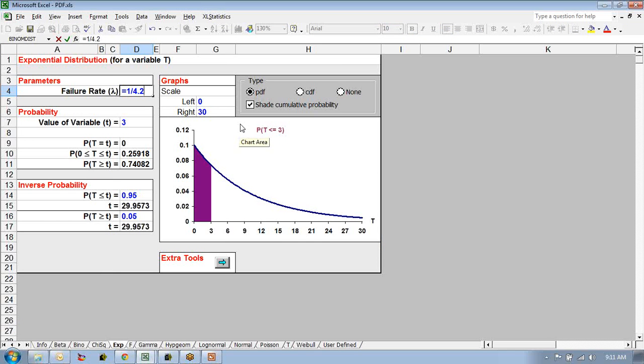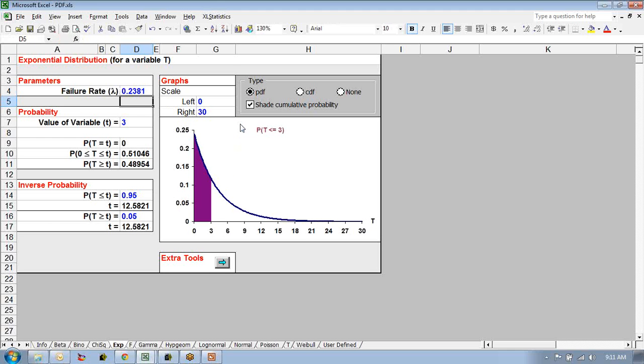So if on average 4.2 is the thing, the failure rate is 1 over that average, and there it is, 0.23. And this tells me that the probability that I will have a 3-year or less tire is about 50%. So isn't that interesting that in this case the mean is 4.2, but the likelihood that you will be less than the mean is greater than 50%.